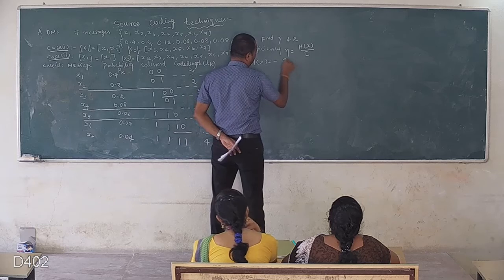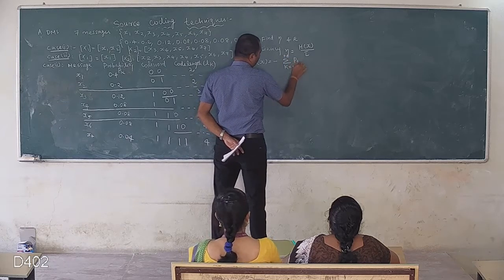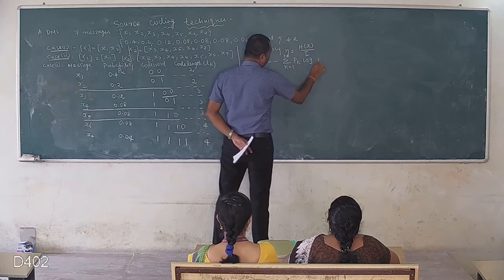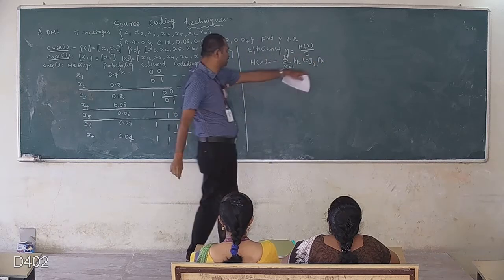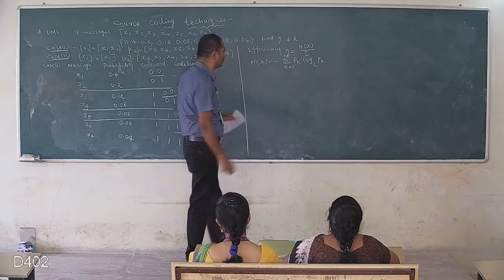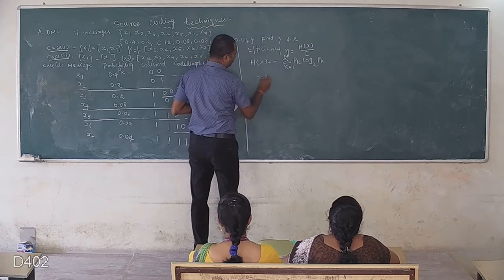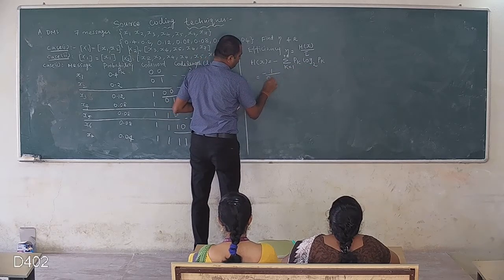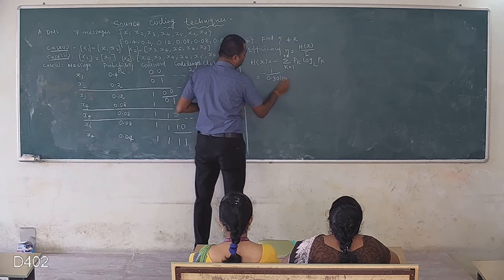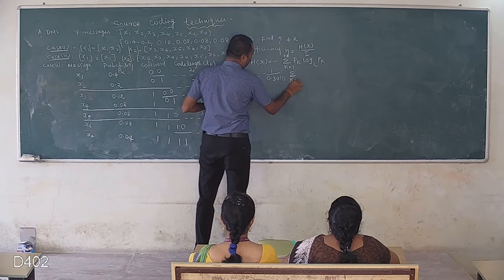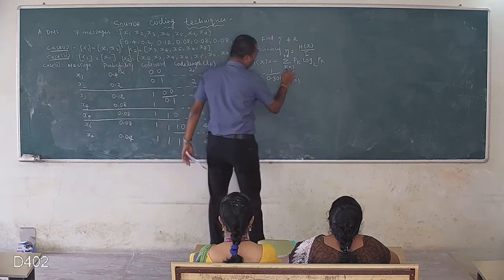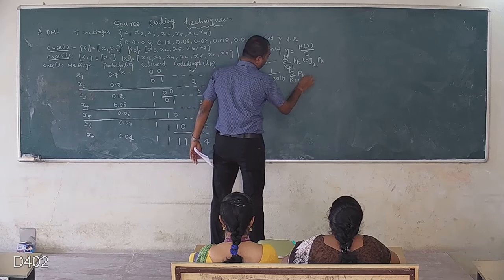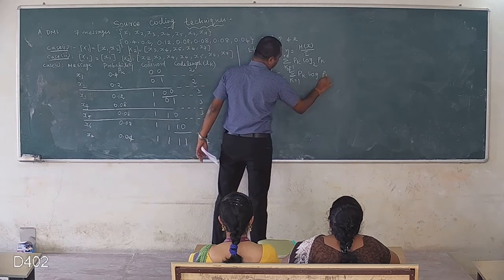Summation k is equal to 1 to m, pk into log pk to the base 2. Since we cannot use base 2 in a calculator, make it to the base 10, provided you divide with log 2, so 0.3010. Here k is equal to 1 to 7, as there are 7 messages, of pk log pk to the base 10.